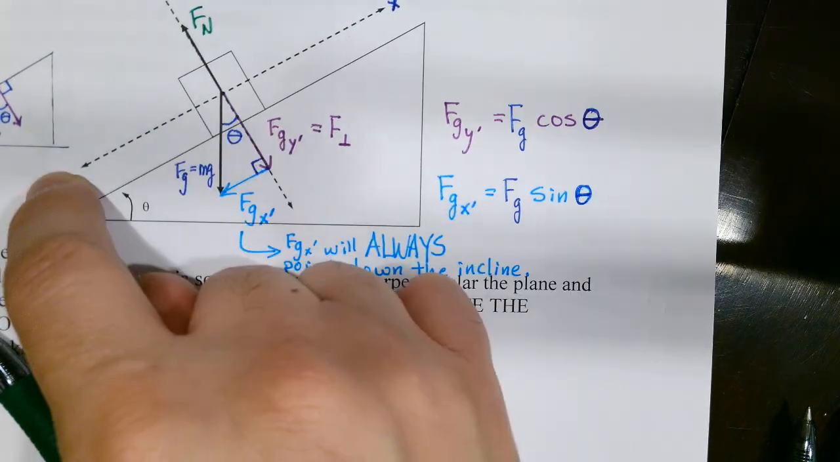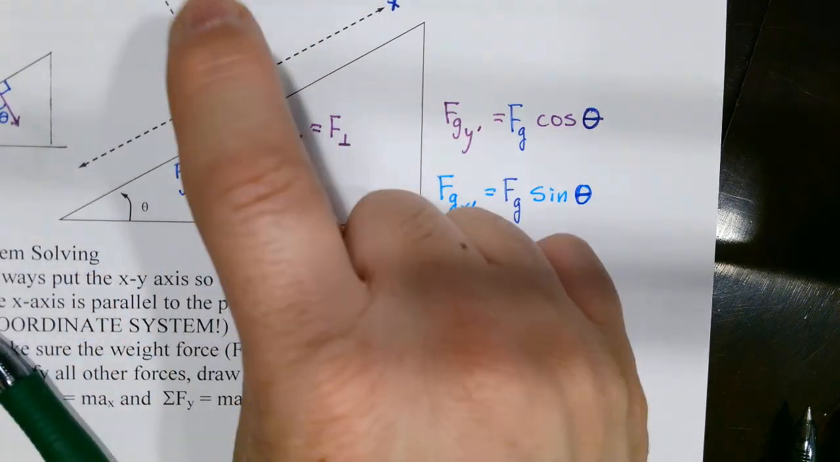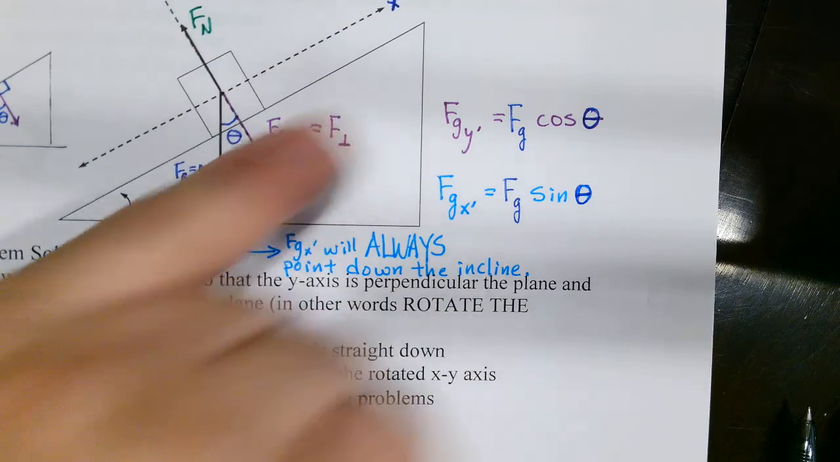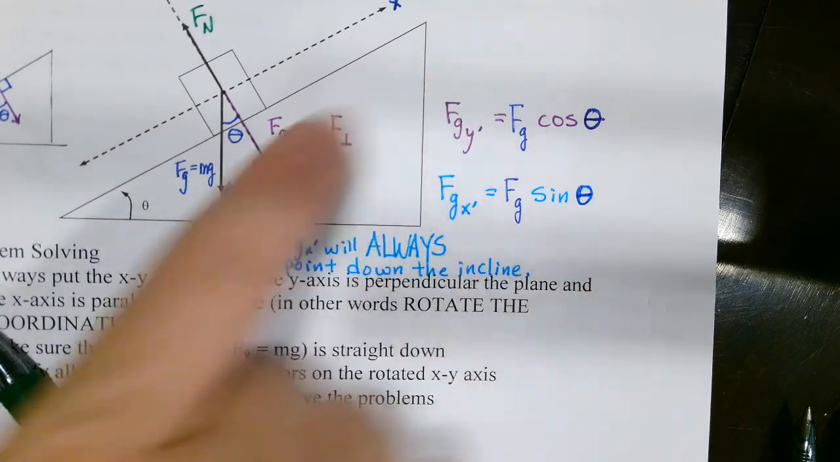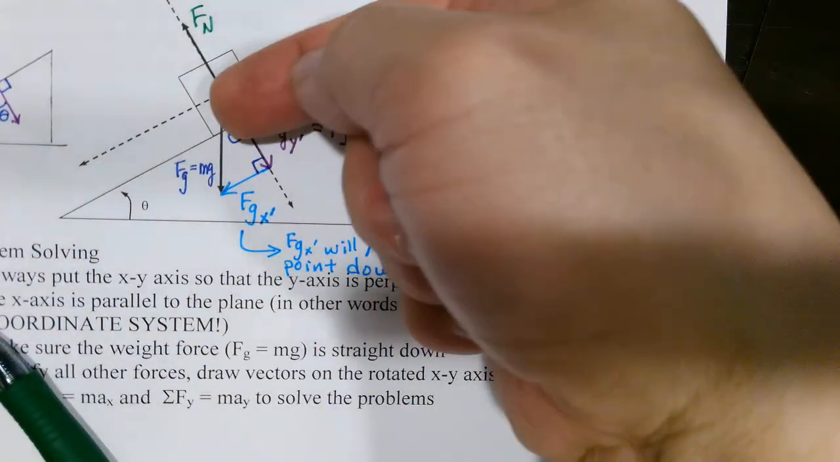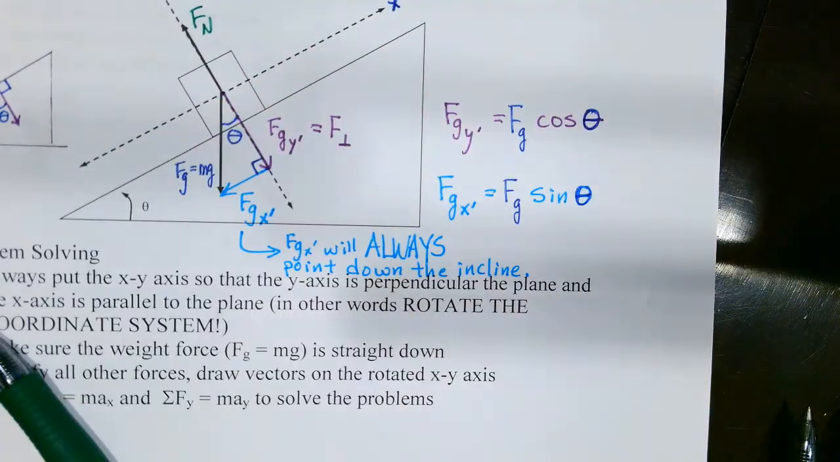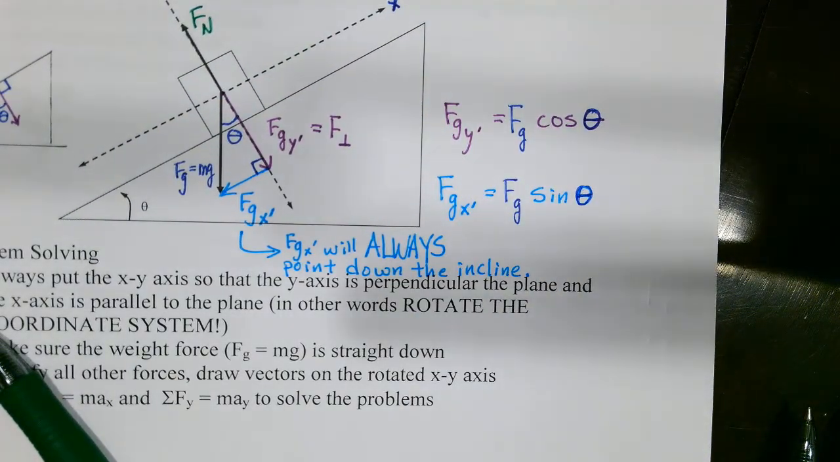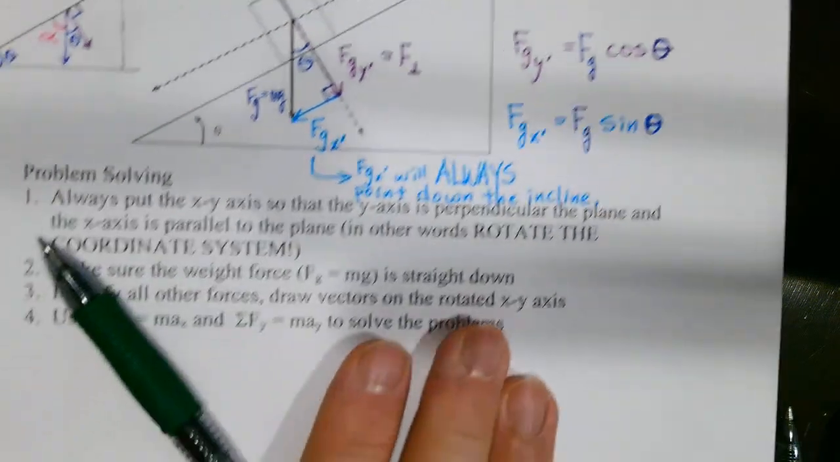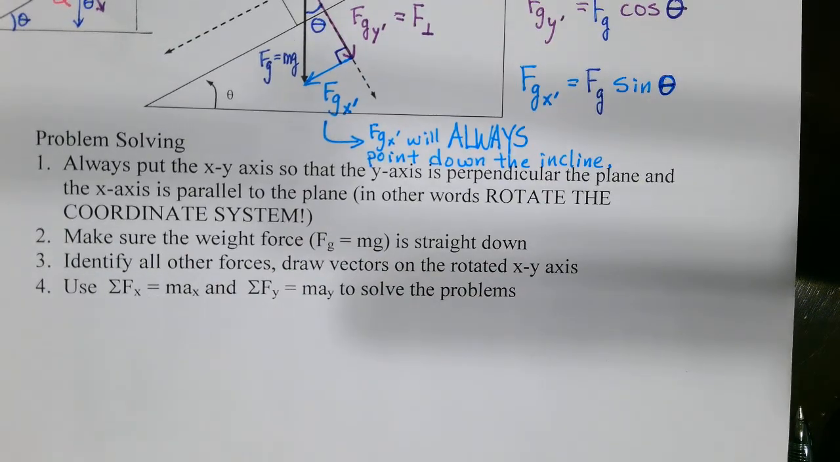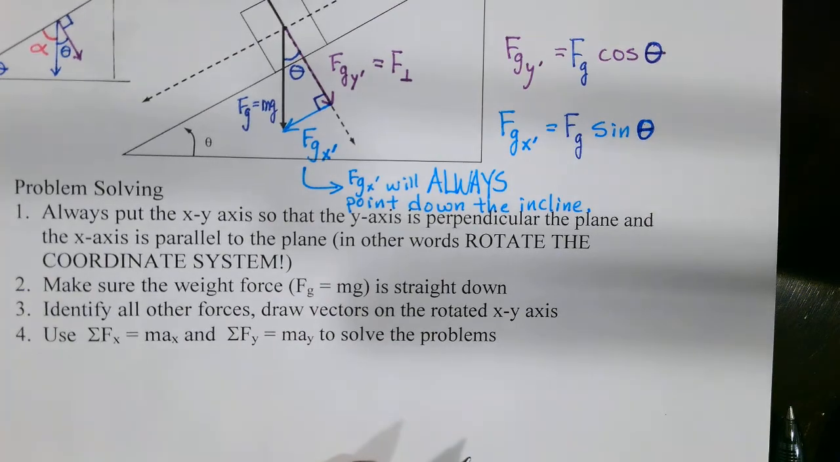If it's sliding down, friction's pointing up. If it's standing still, friction's pointing up. If it's sliding up, your friction is pointing down. Okay? It's very important that you understand that. All right. Then identify all the other forces.